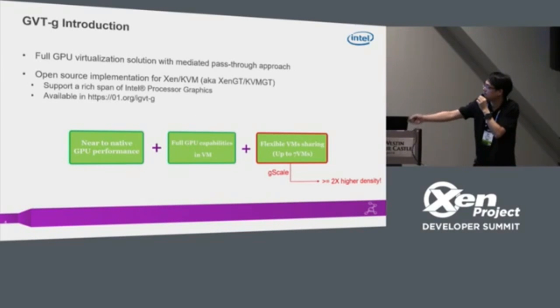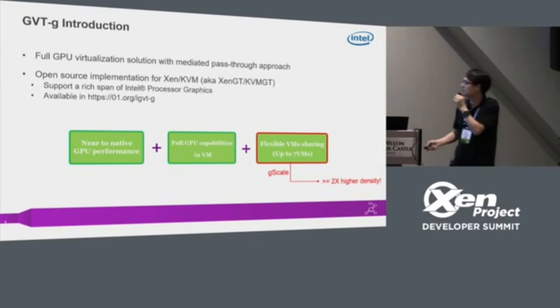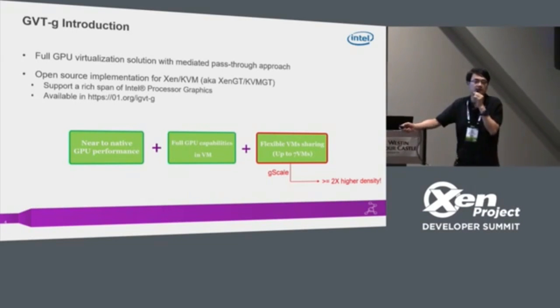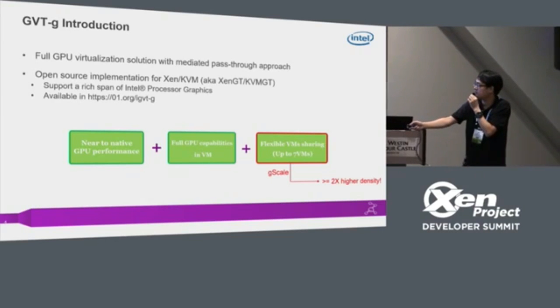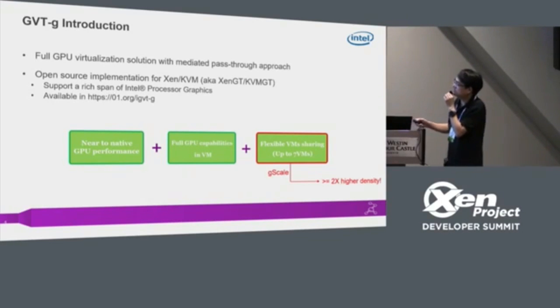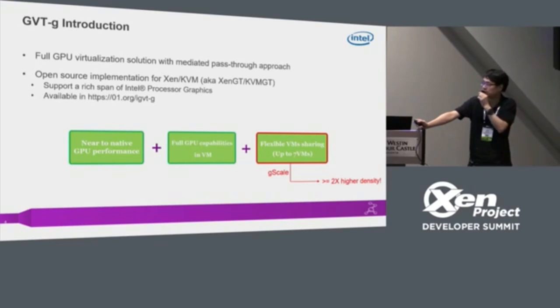Okay, I think we can just skip this slide. One thing we need to mention here is that GPTG is mediated pass-through, so the performance is relatively good compared with the native side. As per our measurement, for a 2D workload or 3D workload, we can get at least 80% compared with native. In a particular case, for example on Haswell with media transcoding, we can achieve almost 99% of native. This is good, and it is a full GPU virtualization solution.